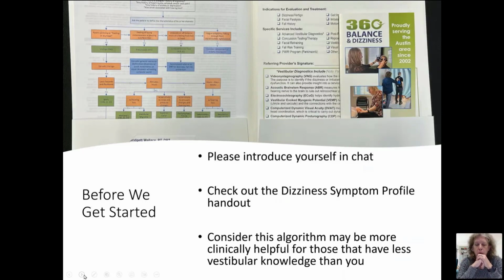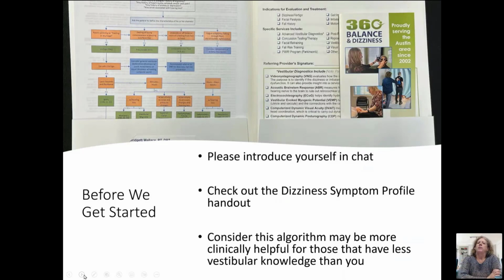I do want to point out on your screen, you should see on the right-hand side where it says files, and I have put in there the dizziness symptom profile. I also uploaded it before this started, so you should be able to go to files on the right-hand side, because sometimes once we start chat you don't see it, and you can download the dizziness symptom profile. That's a really nice tool that I'll talk a little bit more about before I start talking about the algorithm.